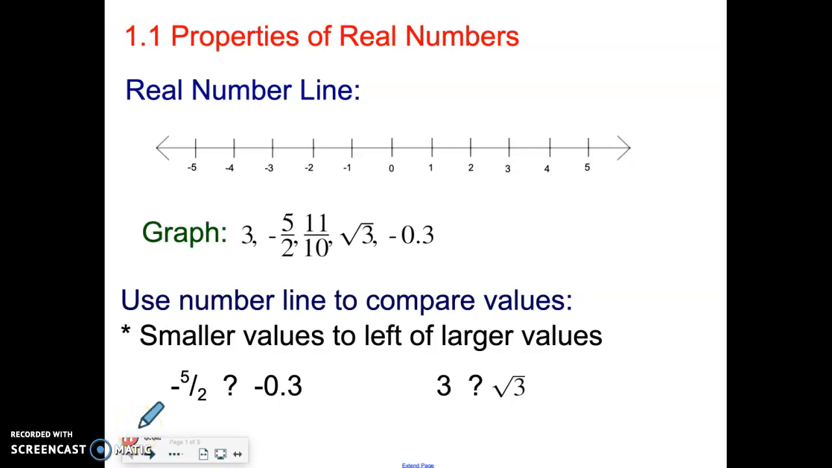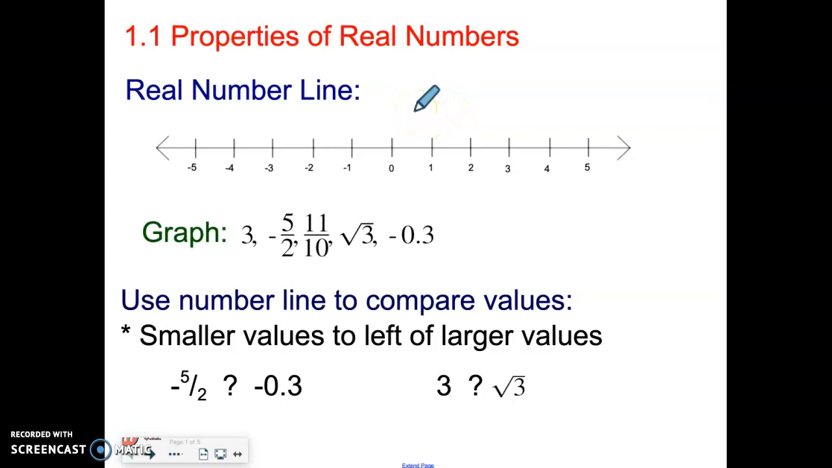Okay, first lesson of the year, properties of real numbers. Now, hopefully you're familiar with a lot of these properties, and if not, it's just going to be a great review. So we're going to start by just looking at a real number line, and here's an example of a real number line. Here, we're starting from -5 going up to 5, and our scale is 1. We're going up by 1 every time.